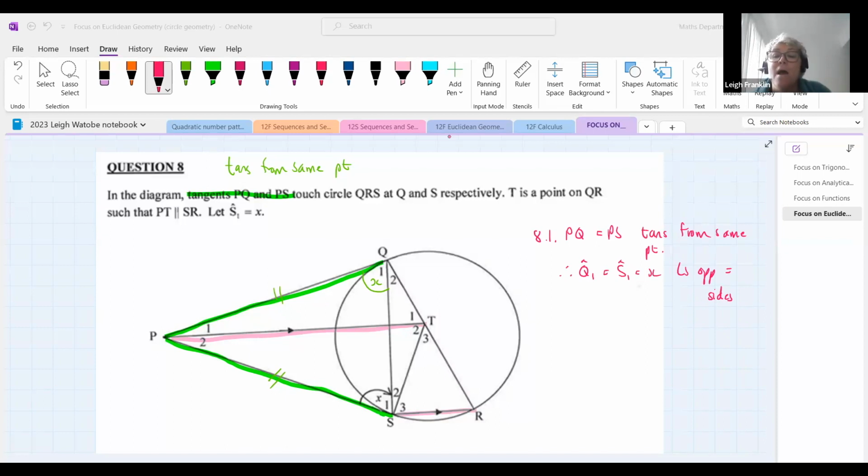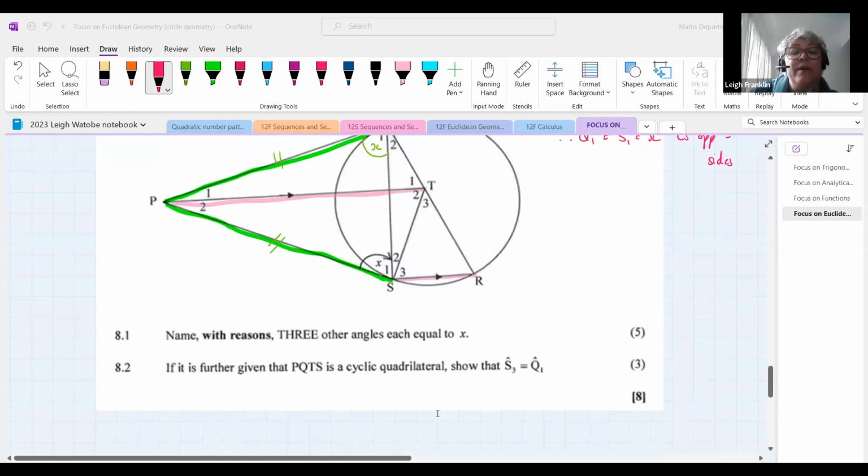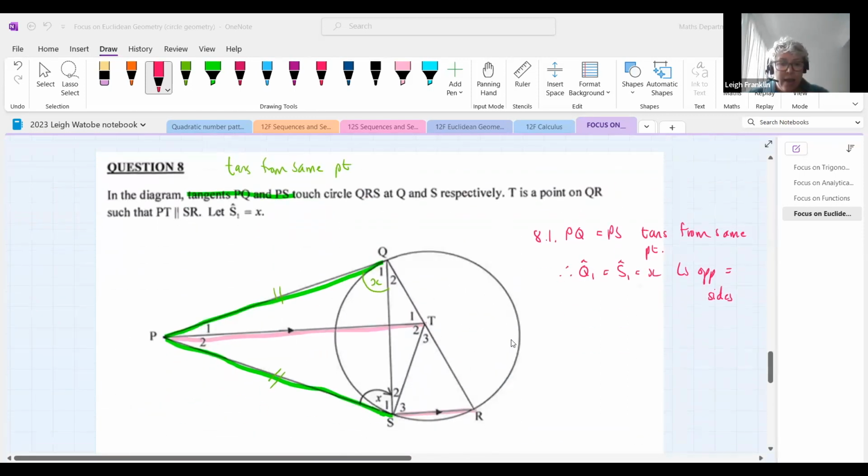We can't say radii TP and TS because there's no center. T could be the center, but they didn't tell us that, so we can't assume that it is. So no assuming. We've got one angle equal to X. How many did we need? We needed 3 more. Can anybody else find another angle that could be equal to X?